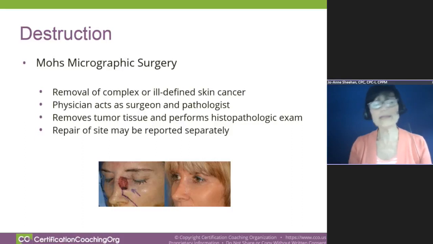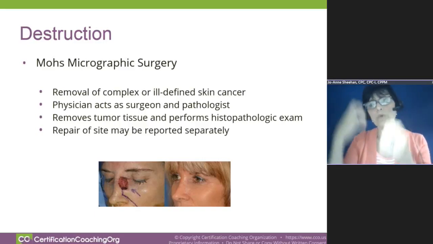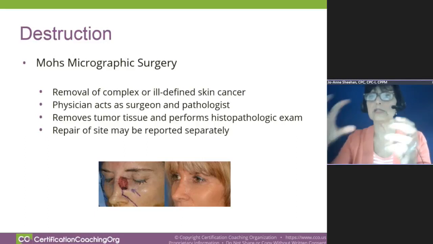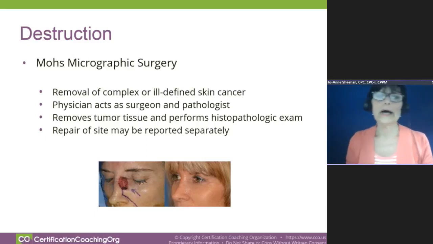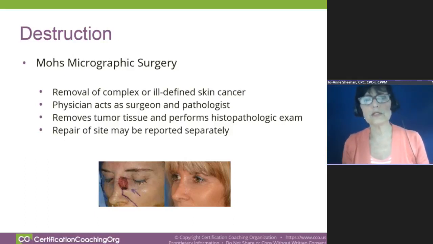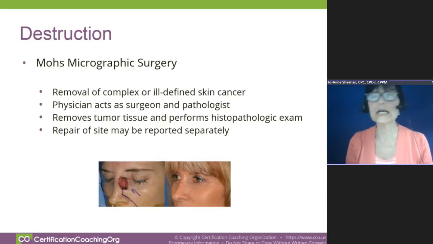It's not that complicated, but there are numerous steps that need to be taken, and it's all there in your CPT manual. So when we talk about Mohs, it's the removal of a complex or ill-defined skin cancer. The physician acts as both the surgeon and the pathologist, removes it and puts it into blocks. And you need to know what all these terms mean. They remove them in blocks, put them into containers and so forth. So they remove the tumor tissue and perform a histopathologic exam.